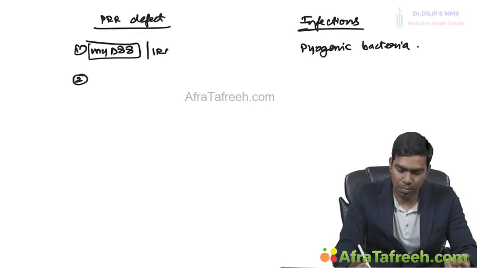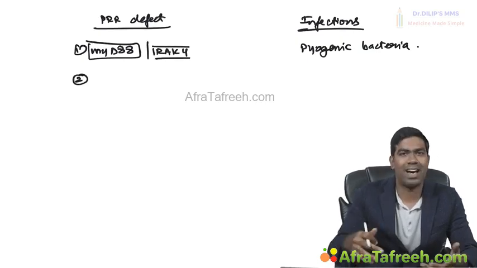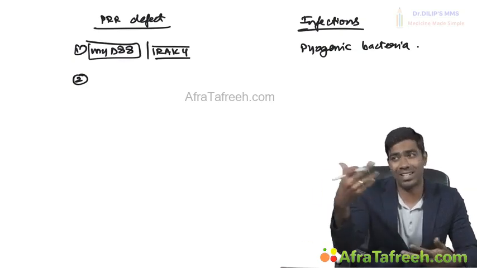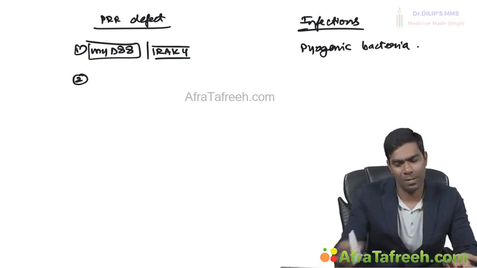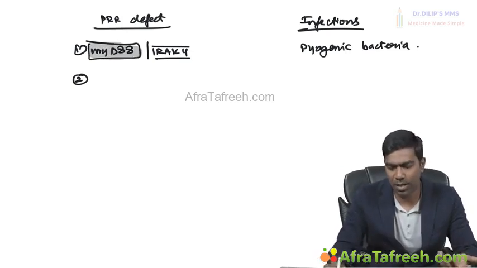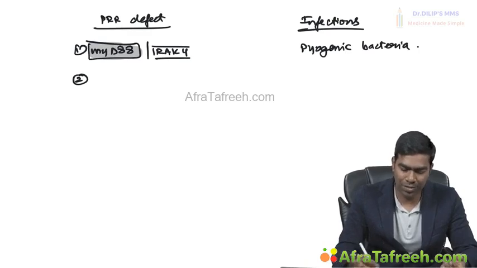So probably you can put IRAK4 deficiency also, because IRAK4 is a signal transducer protein that is associated with MyD88. So you can remember it as MyD88 IRAK or simply MyD88 deficiency or defect.